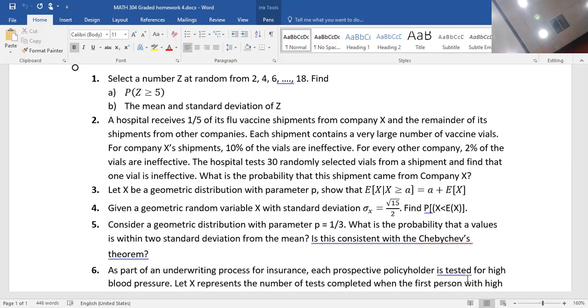What does the Chebyshev tell us? Within 2 standard deviations, there is at least 75% of values. So what you are expecting to get here is a number that is above 75%. Otherwise, it is not consistent with the Chebyshev inequality. Yeah, right? You still have to complete that too.